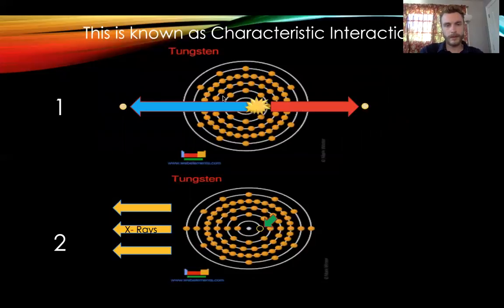So first one up here is the first part, where the electron comes into contact with the K-shell electron and moves it forward. And then in the second part, another electron moves down into the K-shell to fill that void, and X-rays are released.